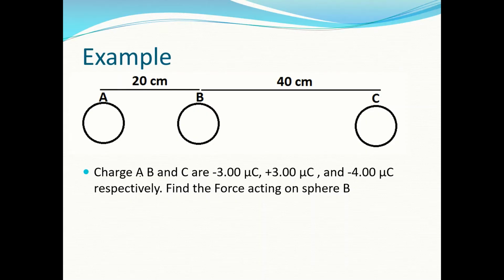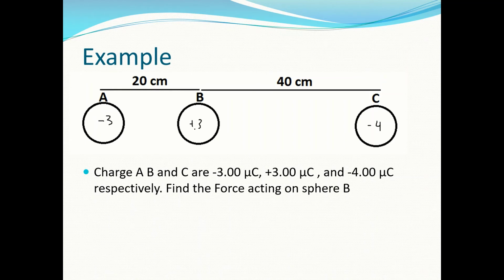Our last two examples we did in Physics 20. Okay, we have charges A, B, and C of -3, +3, and -4. Find the force acting on sphere B. So we did these with gravitational force. We need to do the same thing with electric force. It's the exact same idea, just a slightly different formula.